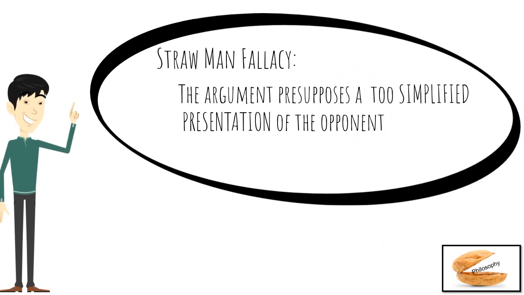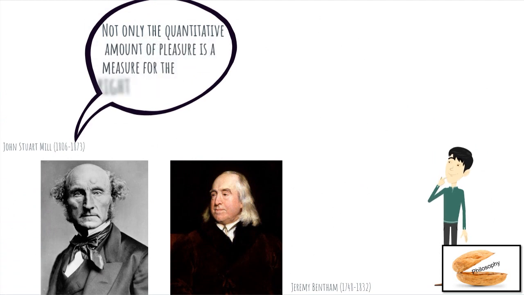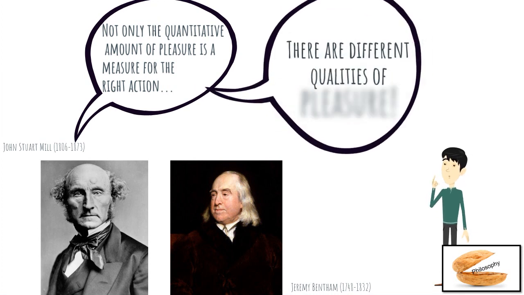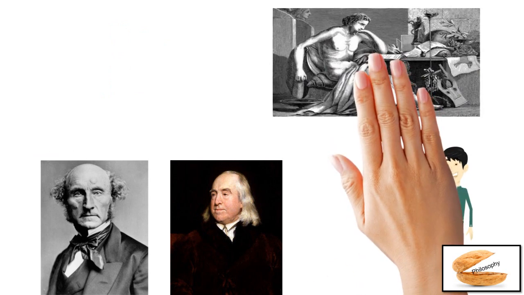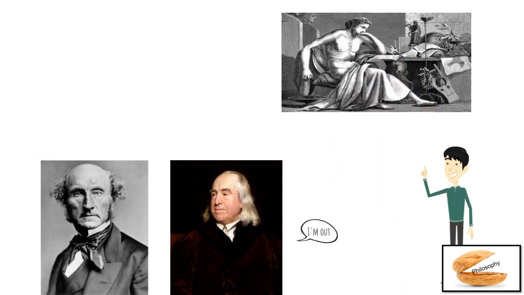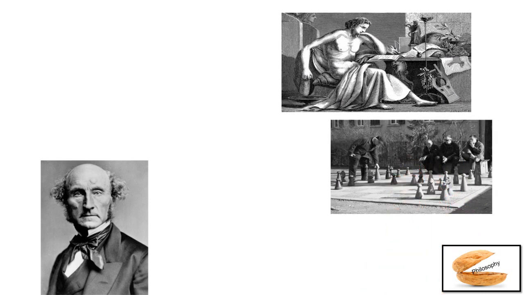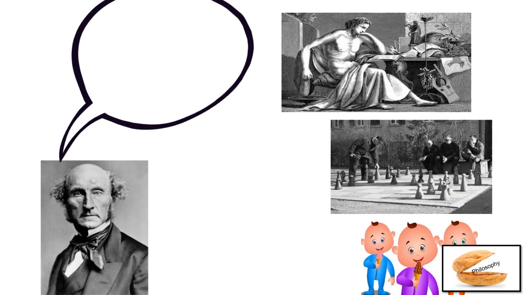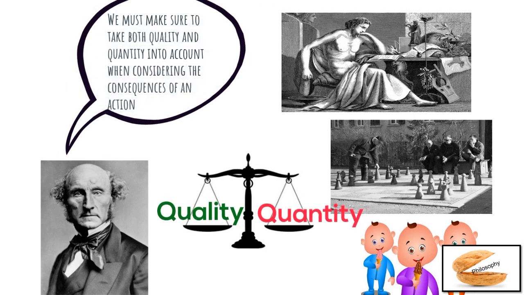In opposition to Bentham, Mill actually saw not only the amounts of pleasure that an action can produce as a measure for the right action, he also distinguished between different qualities of pleasure. The pleasure you can get from reading Aristotle or playing an intellectually challenging game of chess is of a better quality than, for example, enjoying some ice cream. And we must make sure to take both quality and quantity into account when considering the consequences of an action.